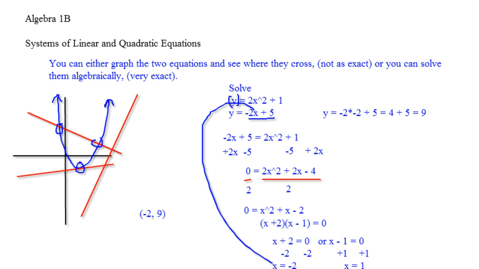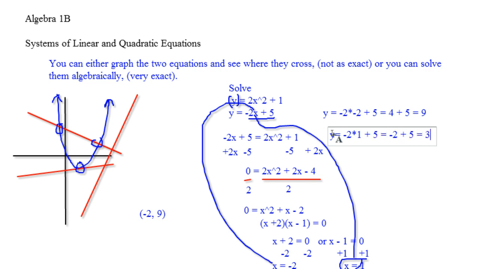And then I'm going to take this x equals 1, and I'm going to plug it into the same equation. So y equals negative 2 times 1 plus 5, which is negative 2 plus 5, which is just 3. And the other answer is going to be 1 comma 3.